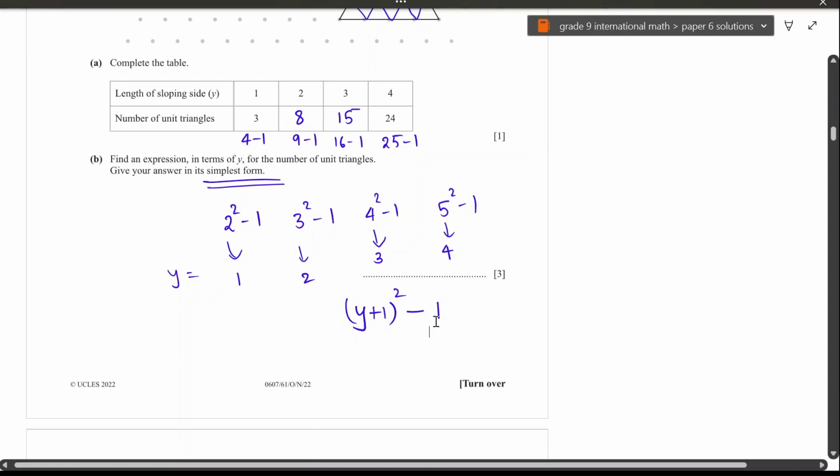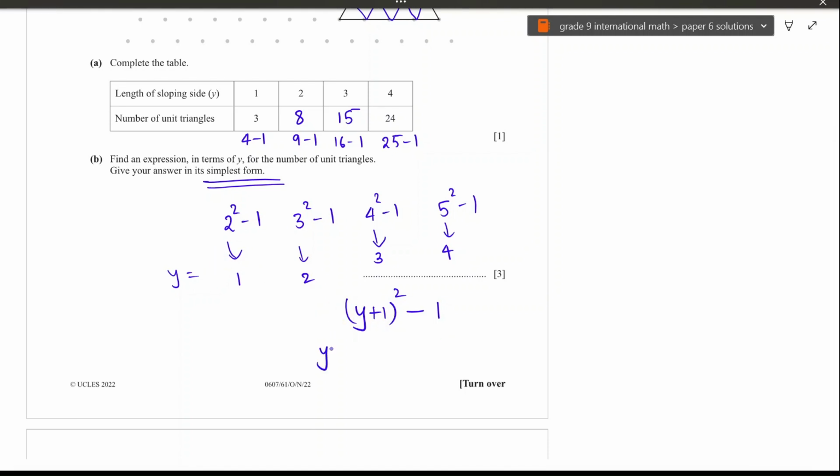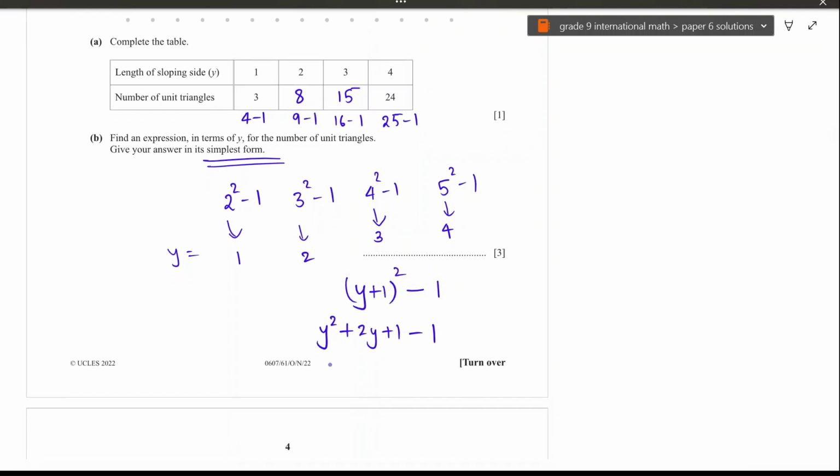Now when I expand this, you can write it as y squared plus 2y plus 1 minus 1. It's just using the (a plus b) whole squared formula. And now this simplifies to y squared plus 2y. This is my final answer, which is in the simplest form.